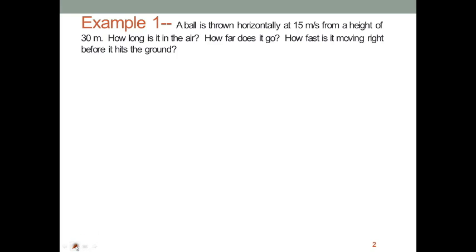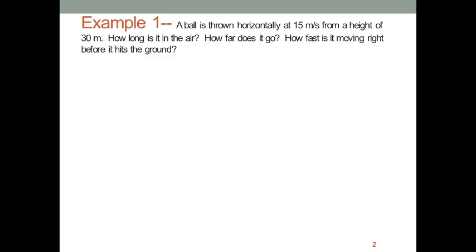For the first example, we are going to be looking at a ball thrown horizontally at 5 meters per second from a height of 30 meters. It wants to know how long is it in the air, how far does it go, how fast is it moving right before it hits the ground. To begin with, let us draw a picture.